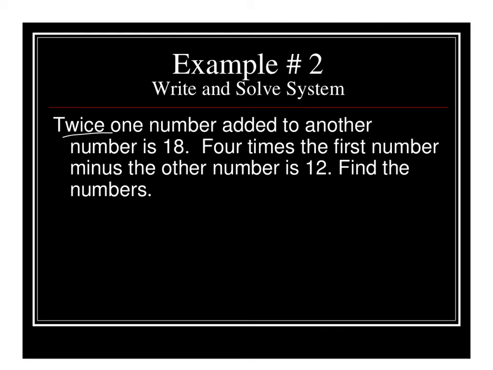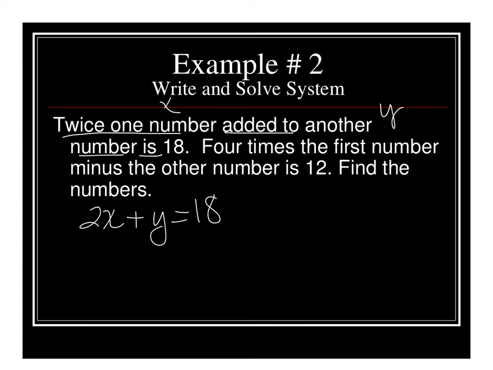So first of all, twice one number. I'm going to make this one number x. So 2 times that one number, 2x, added to, that means plus, another number, and I'm going to call that other number y. Whenever you see "is," it means equal. So it equals 18.